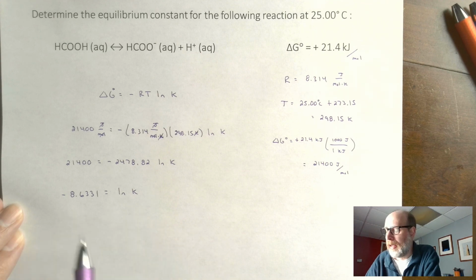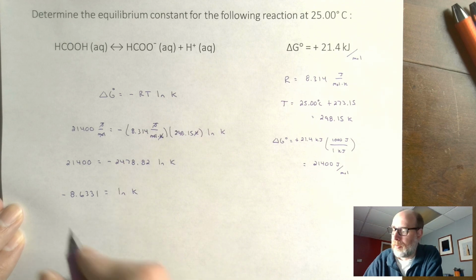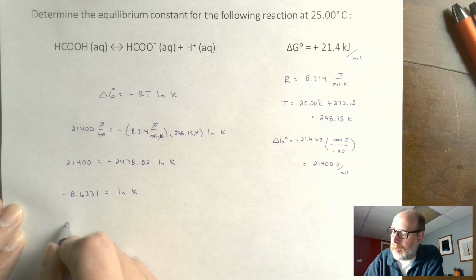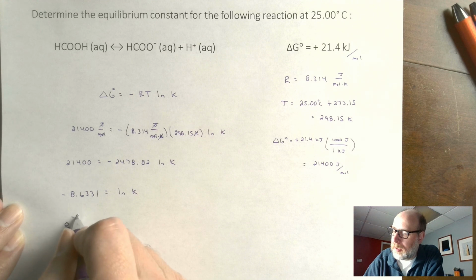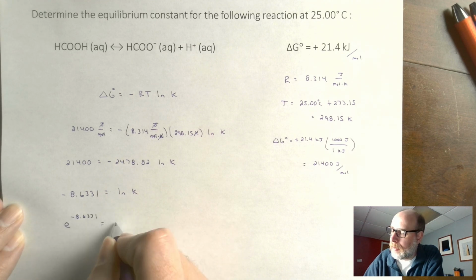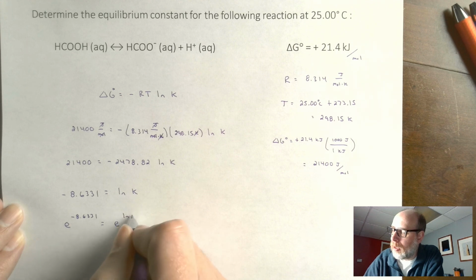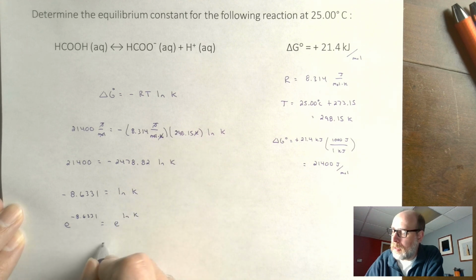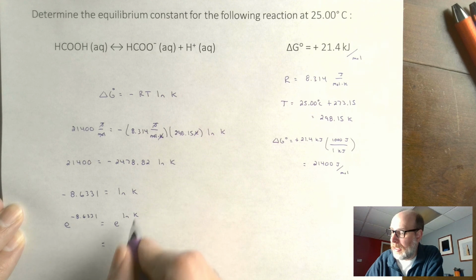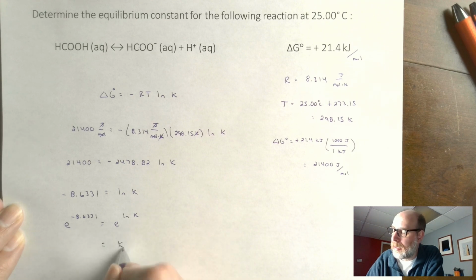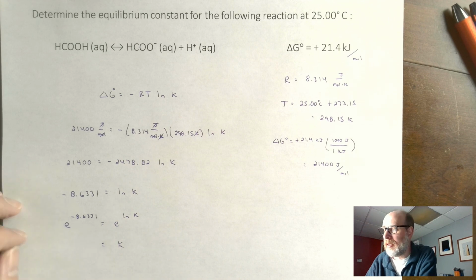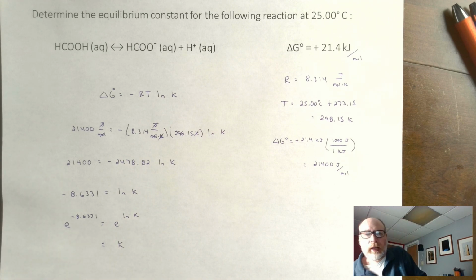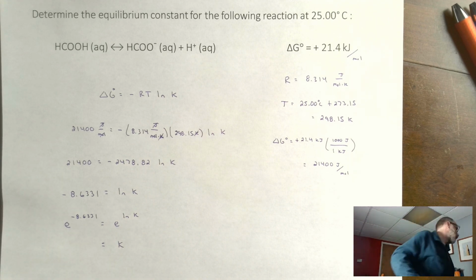But natural log has a base of 10, so you'd raise 10 to these. You'd use 10 if this were logarithm, but natural log we use something called e, and we're going to raise e to the minus 8.6331, and we're going to raise e to the natural log of K. E to the natural log of anything is just anything, so e to the natural log of K is going to be K.